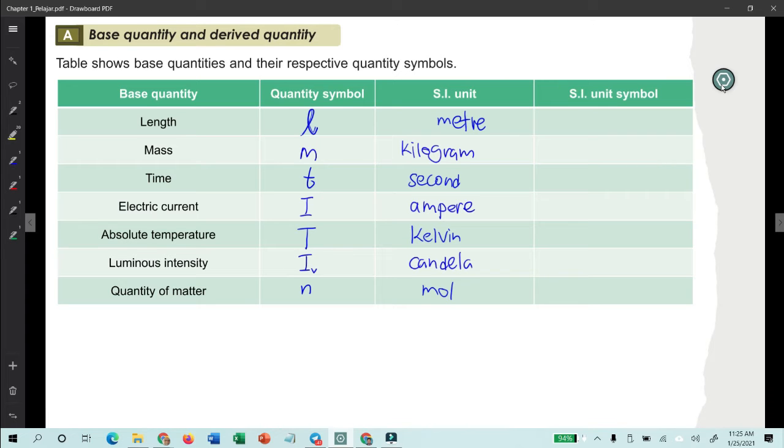Next, the respective symbol for SI unit, or SI unit symbol. For meter it is of course m. Don't get confused between the SI unit symbol for length and the quantity symbol for mass, m. Sometimes we might be using the same letter to represent different things, so we have to be careful. Kilogram is kg, s for second, capital A for ampere, capital K for Kelvin, cd for candela, and mol for mole.